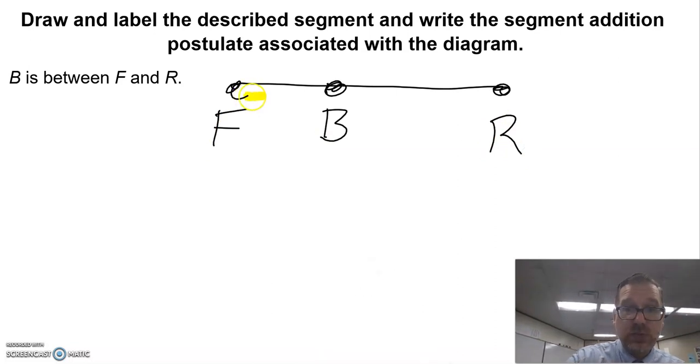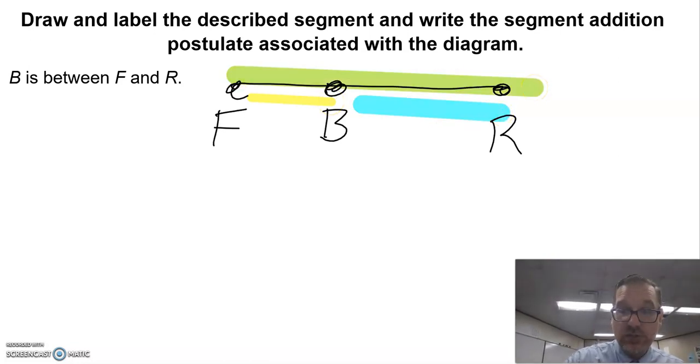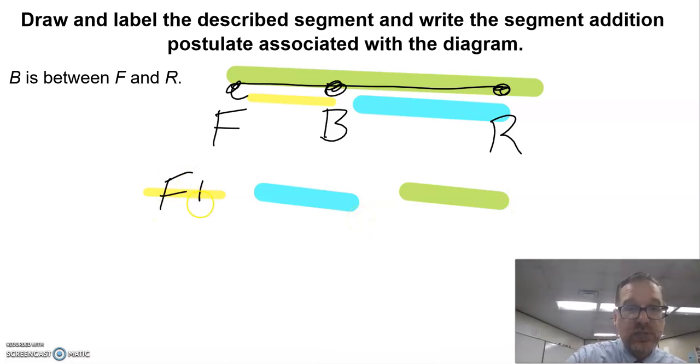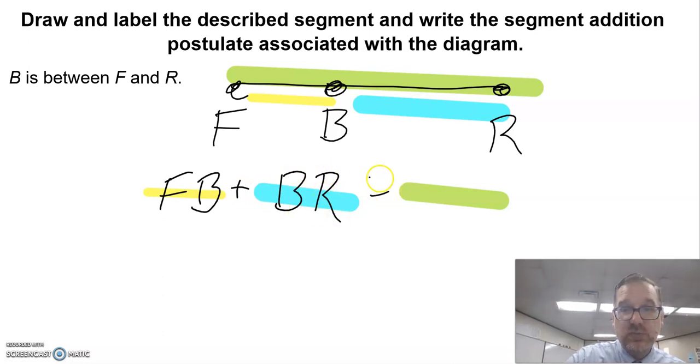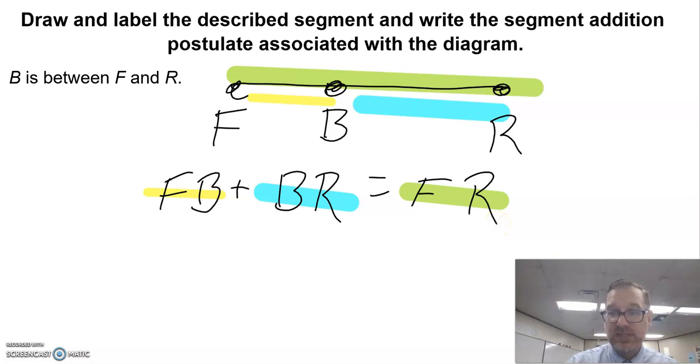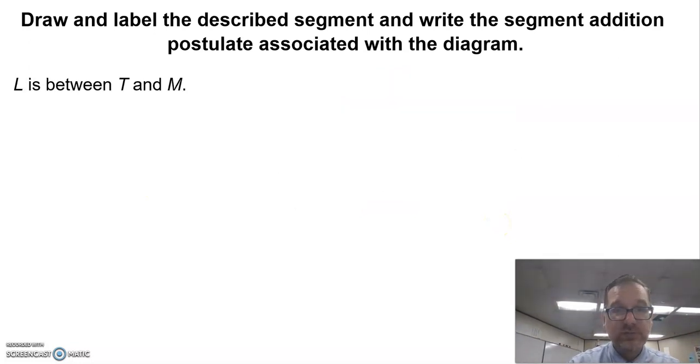Now, let's highlight. Please get in the habit of highlighting. Some of you are like, I'm too cool for highlighting. Let me just tell you, no, you're not. Yellow plus blue equals green. That is super easy to remember. So the length of FB plus the length of BR equals the length of FR. And on your test, I'll probably be asking, hey, are you using colors?